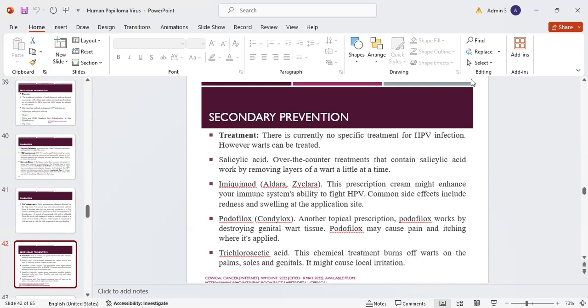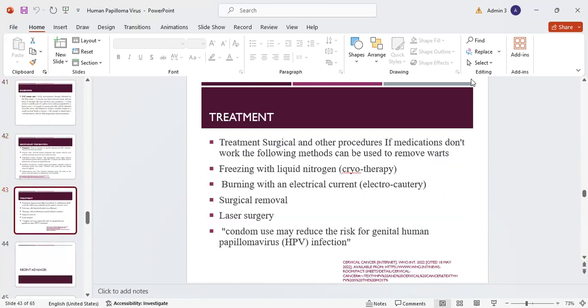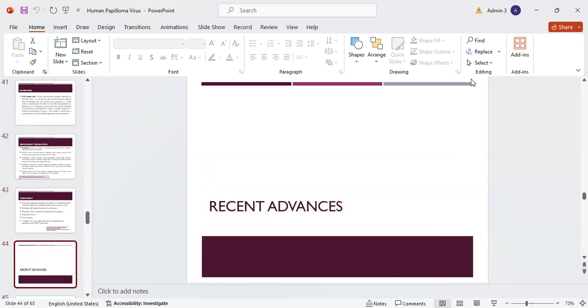Secondary prevention, treatment. There is currently no specific treatment for HPV infection. However, warts can be treated with salicylic acid, imiquimod, podophyllotoxin, and trichloroacetic acid. Treatment: surgical and other procedures. If medication does not work, then the following methods can be used to remove warts: freezing with liquid nitrogen, burning with electrical current, surgical removal, and laser surgery. Condom use may reduce the risk of genital human papillomavirus infection.